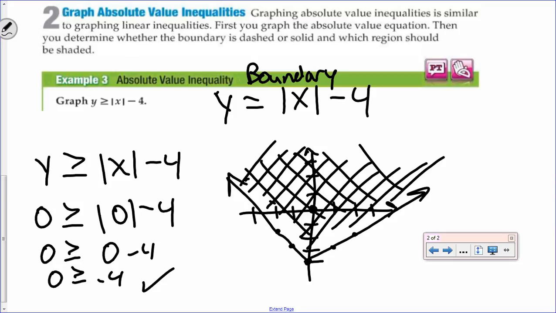All right, so that's going to do it for today. For absolute value, we just graph the boundary, the absolute value equation, and determine whether it's a solid or dashed boundary. Then we pick points to see if it satisfies the inequality. If it does, then we shade in that direction. If it doesn't satisfy it, we shade in the opposite direction. That's with linear inequalities and absolute value inequalities.